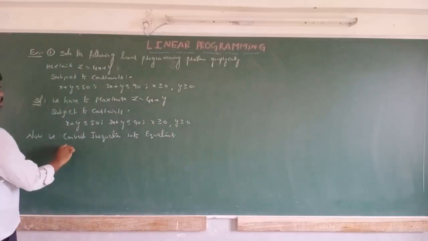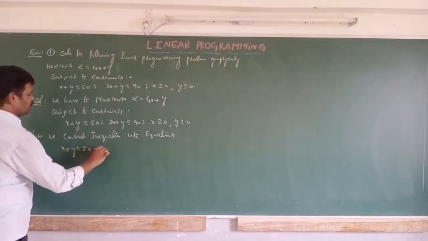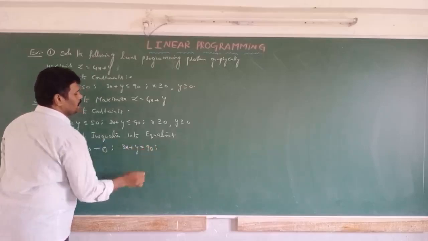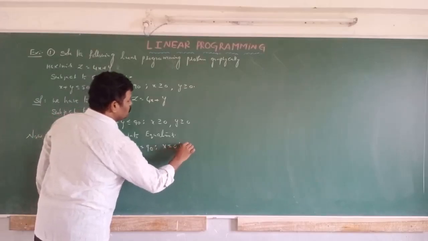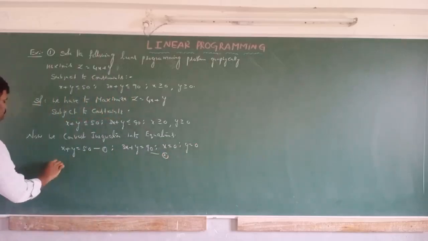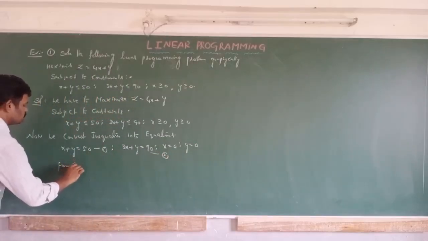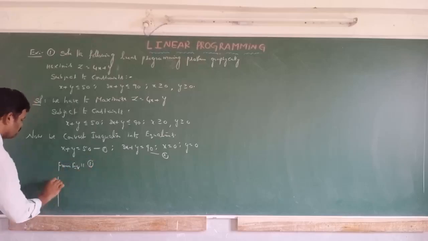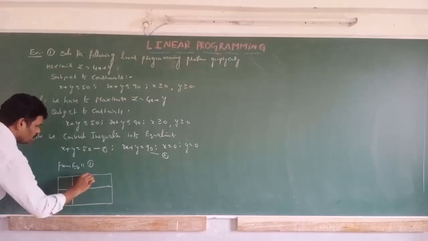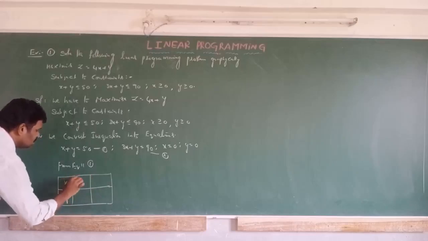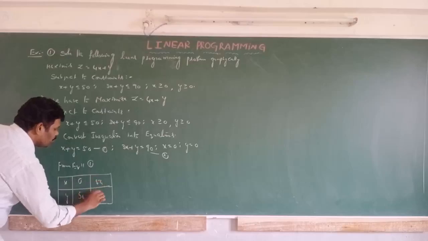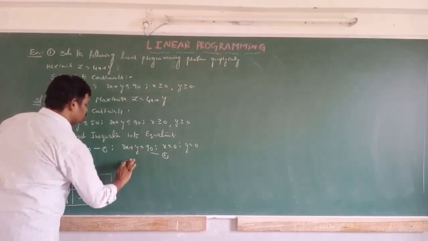Then what becomes here? x plus y is equal to 50. This is equation 1. Then 3x plus y is equal to 90, and again x is equal to 0, y is equal to 0. So this is equation 1, this one equation 2. See now, if you want to find out xy coordinates from equation 1, then find the x value and y value. When x is equal to 0, y is equal to 50; when y is equal to 0, x is equal to 50.